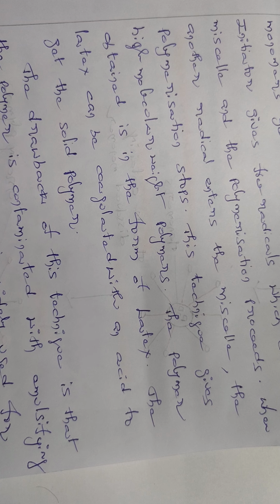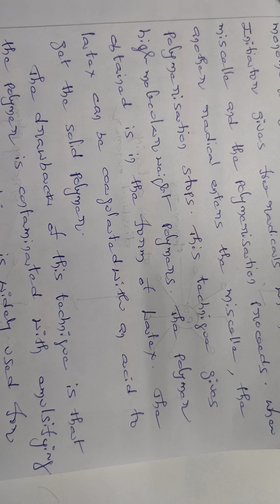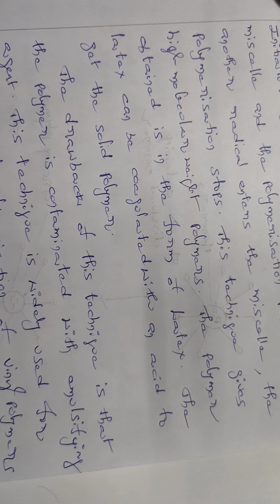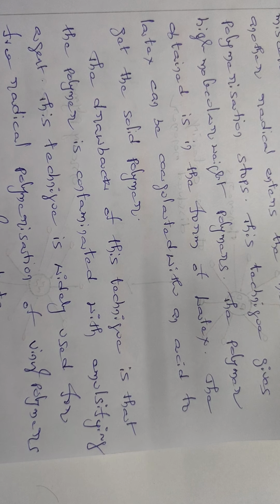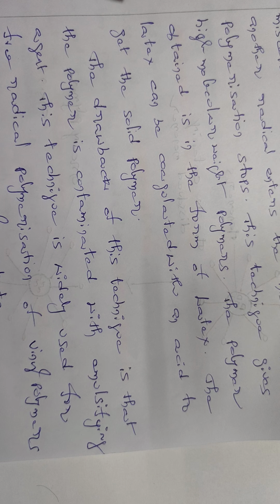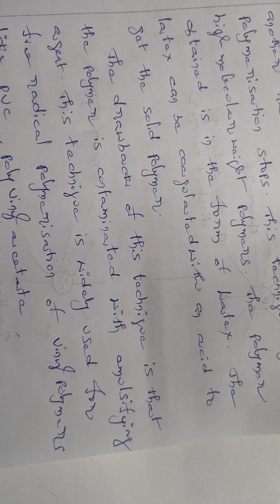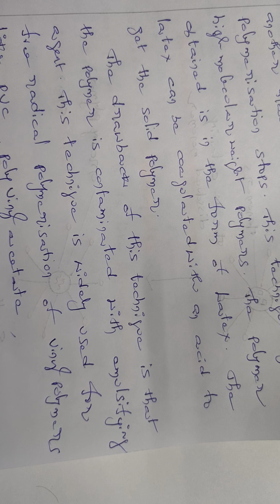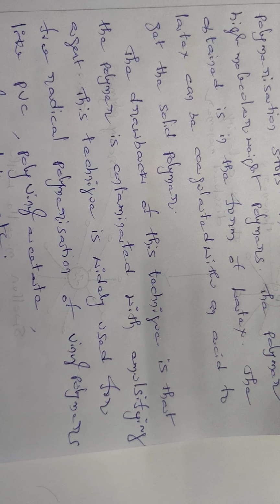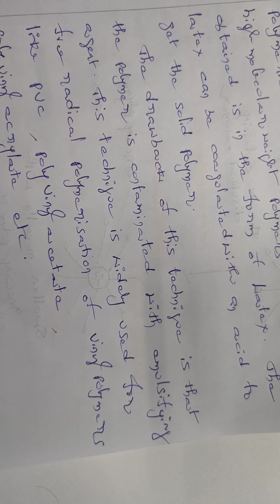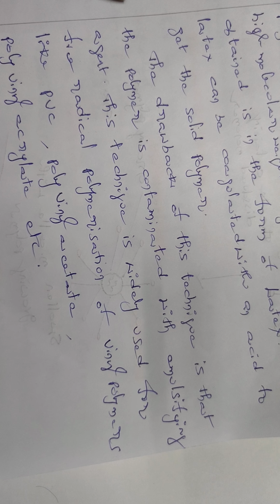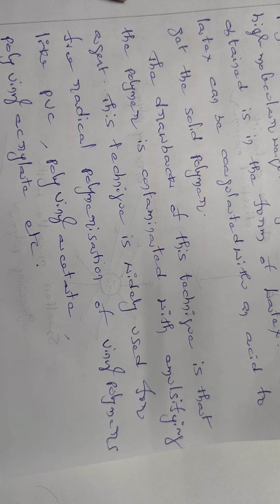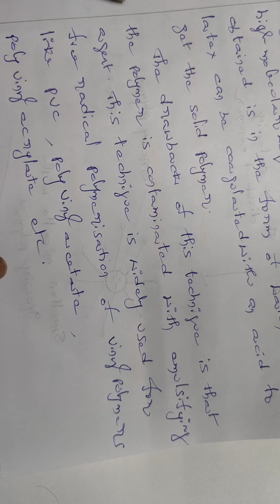The polymer obtained is in the form of latex. The latex can be coagulated with an acid to get the solid polymer. But the drawback of this technique is that the polymer is contaminated with emulsifying agent. In case of suspension polymerization, there is no contaminating agent. This technique is widely used for free radical polymerization of vinyl polymers like PVC, polyvinyl acetate, polyvinyl acrylate, etc.